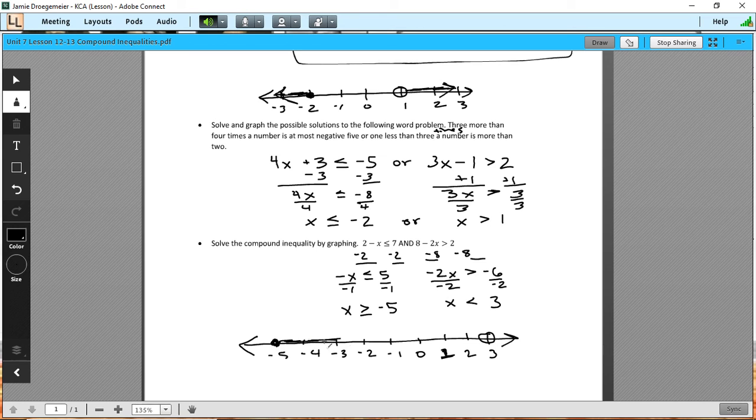Usually when you have an and inequality, you're going to have shading between two points like this, because with and, our solutions need to be true for both inequalities. With or, it needs to satisfy one or the other, but with and, we need to satisfy both. So our graph would look like that.